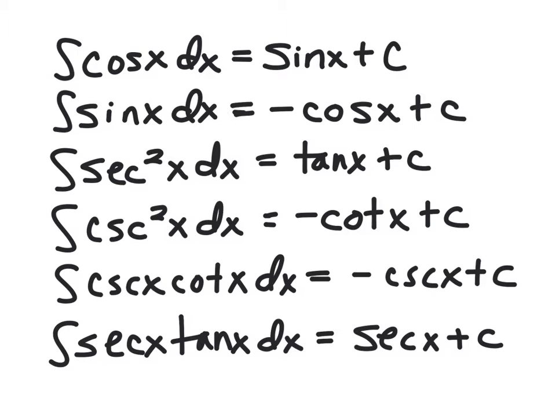The antiderivative of secant squared is tangent. Cosecant squared is going to go back to negative cotangent x plus c. Cosecant x cotangent x, when I integrate that, goes back to negative cosecant x plus c. And then the integral of secant x tangent x just goes back to secant x plus c. Once you have these memorized, then it's just a matter of applying it to the problem that's given to you.